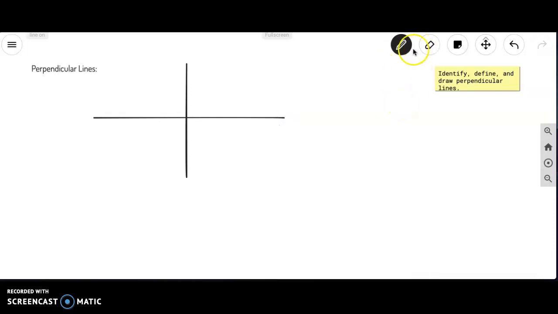Okay? Because perpendicular, and we'll define that right now, perpendicular means two lines that intersect, which means to cross, at, well, we'll say, that create exactly 90-degree angles.